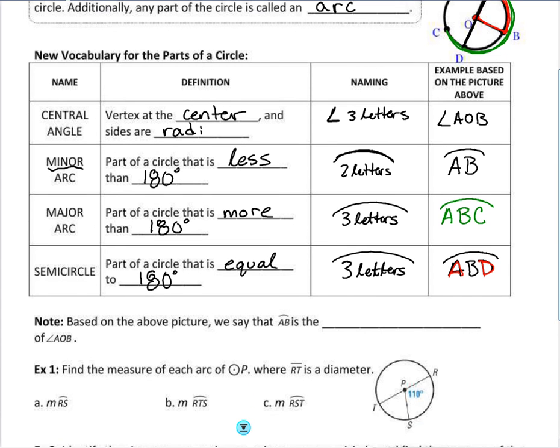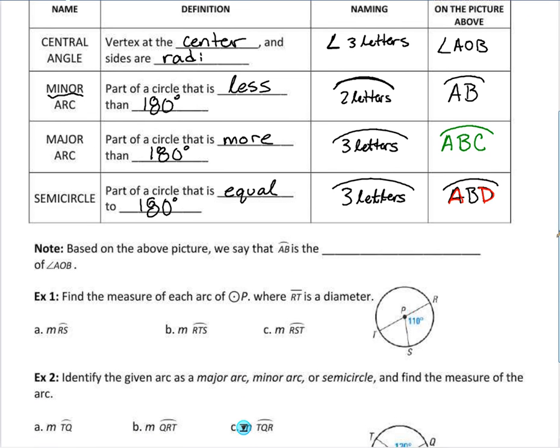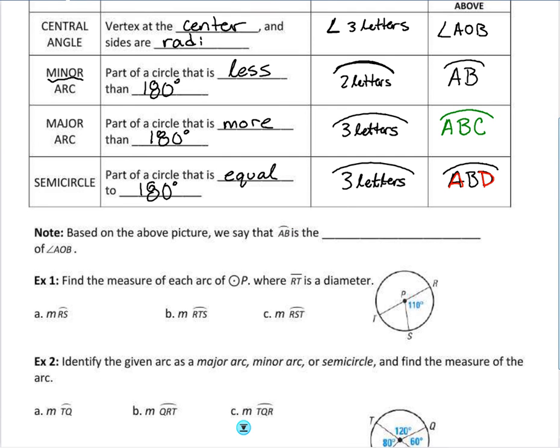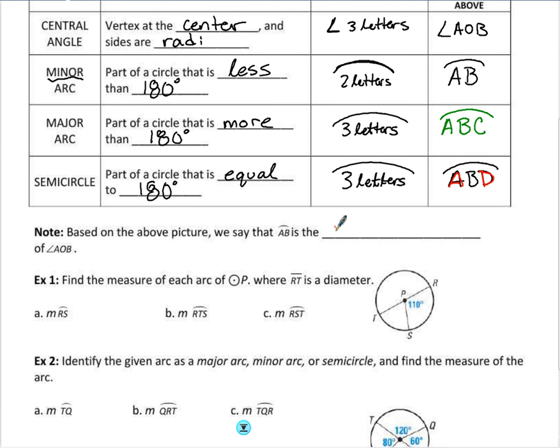So based on the picture above, we can say that arc AB is the intercepted, new vocab word, intercepted arc of the central angle AOB. And if I have a central angle, its measure is always going to be equal to its intercepted arc.